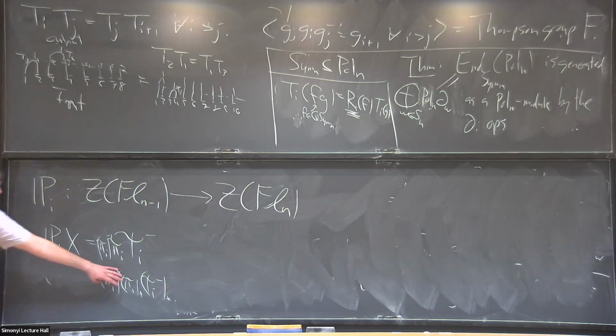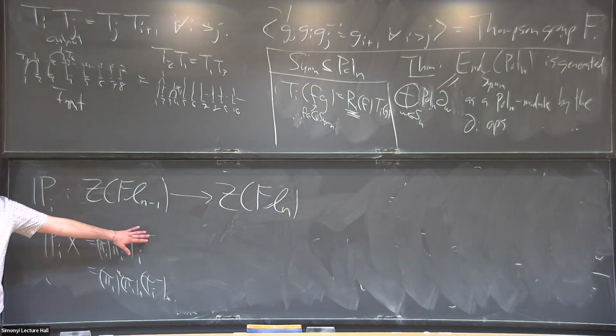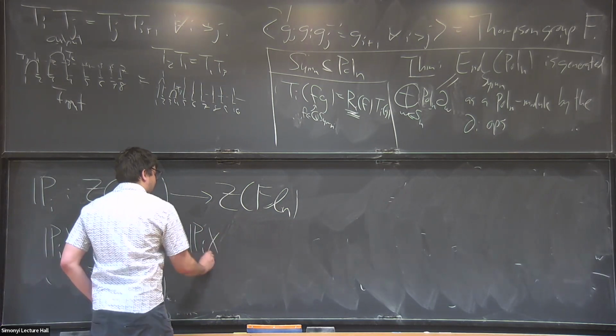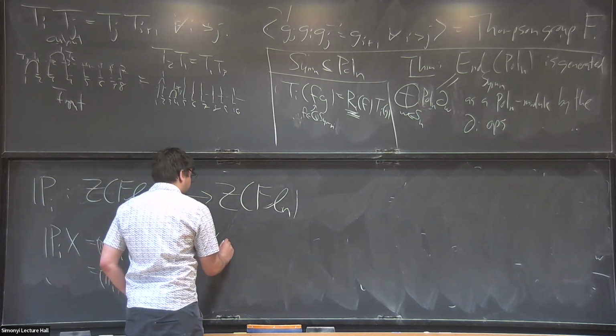Somehow restricting, pushing and pulling to the image of this map turns out to destroy all the complexities of Schubert varieties. So here's a fact, for example, of Pi. Pi X is naturally a P1 bundle.